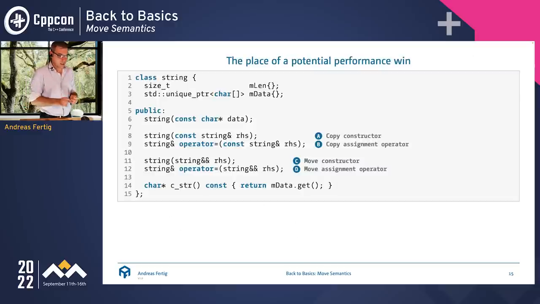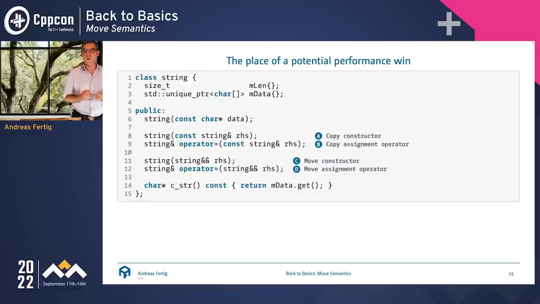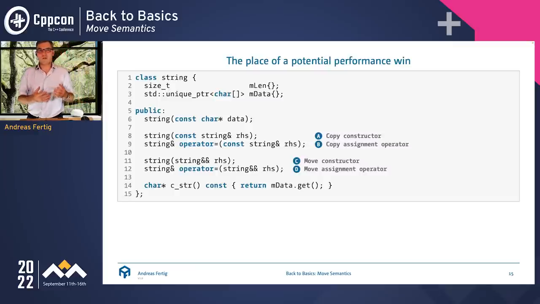So let's look at an example. Where is the place of a potential performance win in real code? So I picked the example of the class string, like the std string in the standard library. I took a couple of implementation decisions here which I think usual implementations in the standard library don't do.